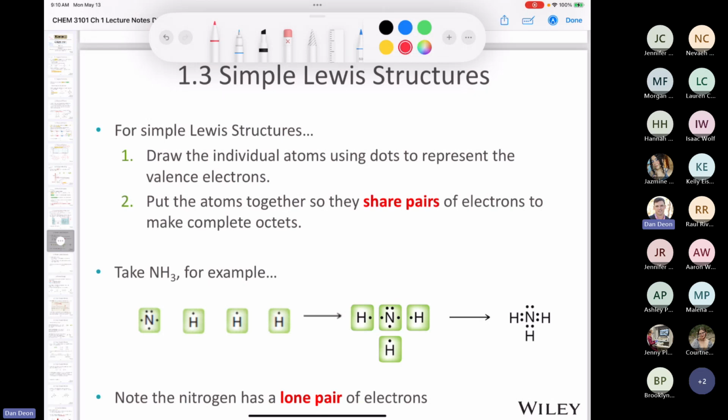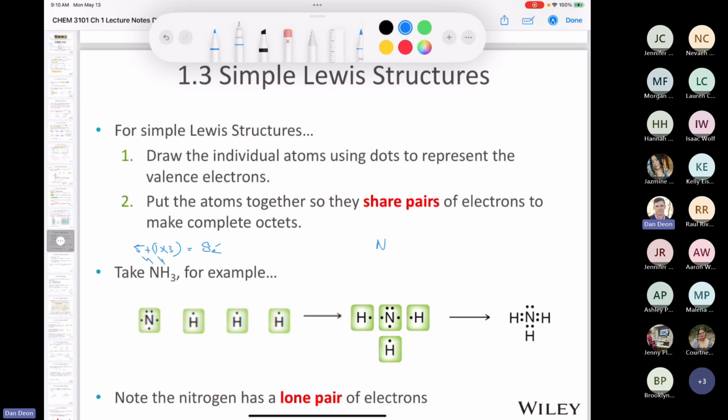And so how do we draw Lewis structures? Well, let's go over the rules quickly. We draw the individual atoms using dots to represent the valence electrons. Then usually, not all the time, but a lot of the time, we put the least electronegative element in the center. You can see with the example here, it doesn't work that way because hydrogen can only form 1 bond. But let's say you have ammonia. You know that nitrogen, as we just saw in the previous slide, has 5 valence electrons. Hydrogen has 1, and there's 3 hydrogens. So 5 plus 3 gives you a total of 8 valence electrons.